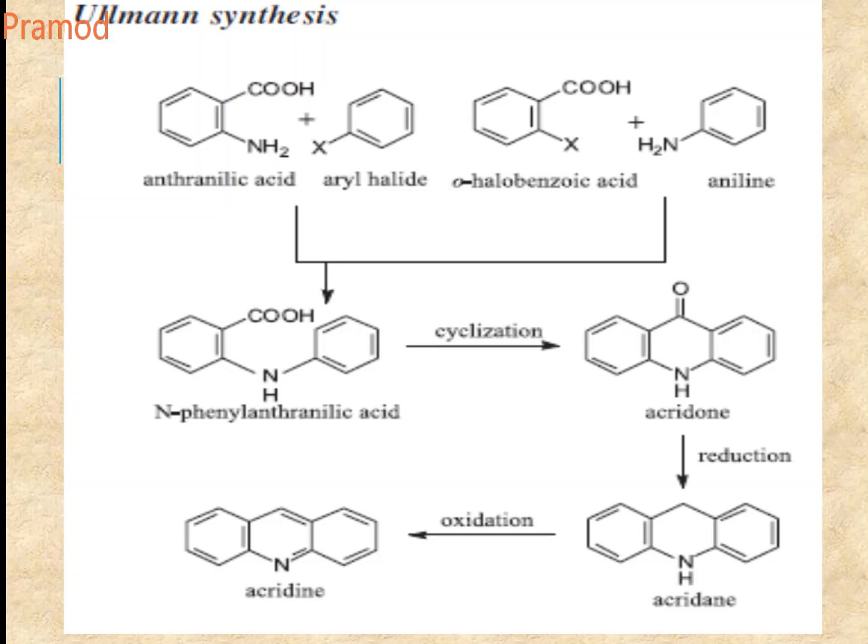There are a total of six methods for synthesis of acridine. This is basically a condensation reaction between an amine and a carboxylic acid. It undergoes condensation at high temperature in presence of an acid. So these are the various methods for the synthesis of acridine.